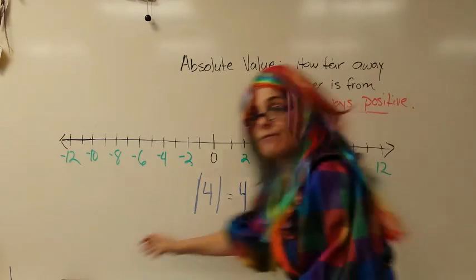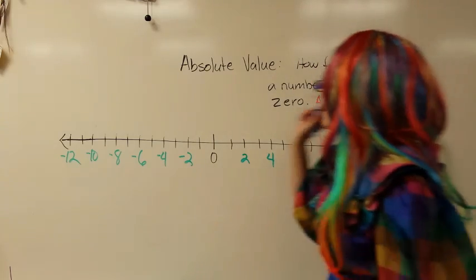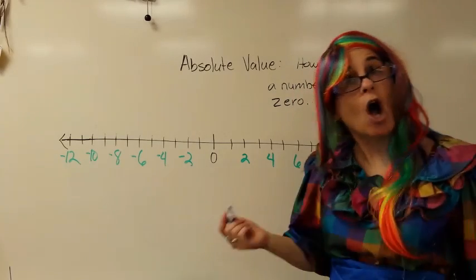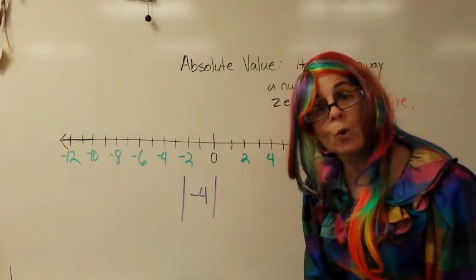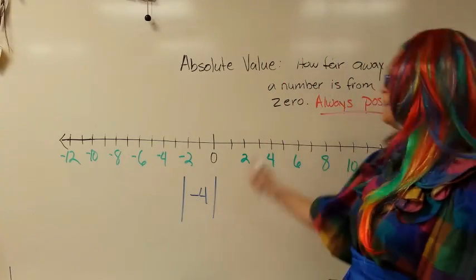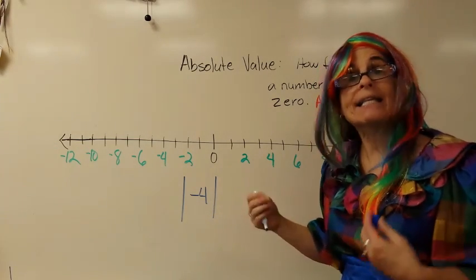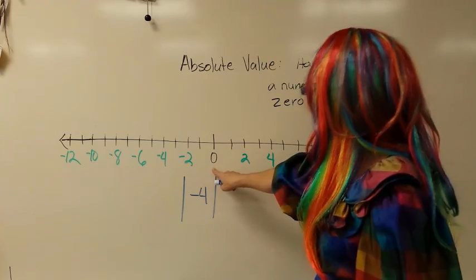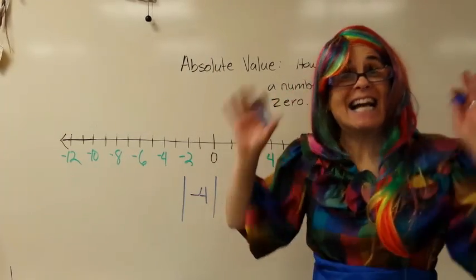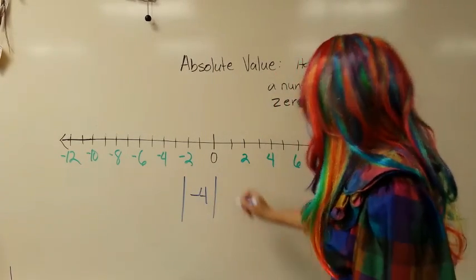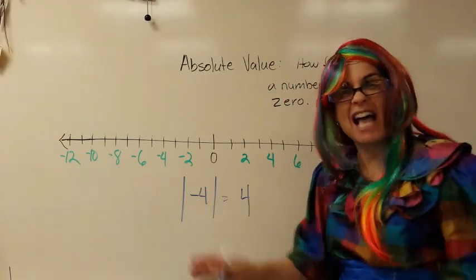Well, what about if there's a negative number in there? Remember what we said. It's always positive, so let's look at negative 4. What is the absolute value of negative 4? How far away is negative 4 from 0? Well, let's count. 1, 2, 3, 4. It is that easy. The absolute value of negative 4 is 4. It's all nice and clean. No negative signs or anything.